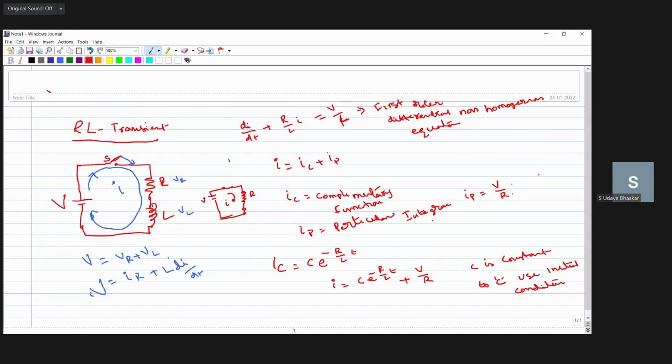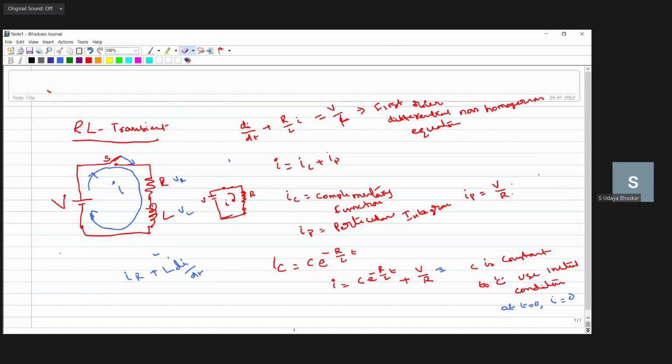The initial conditions are, at t is equal to 0, I is equal to 0. I told you, initially the switch is in the open condition, so at the time t is equal to 0, I is equal to 0. So substitute these values into here. Then we will get the answer, that is the current.